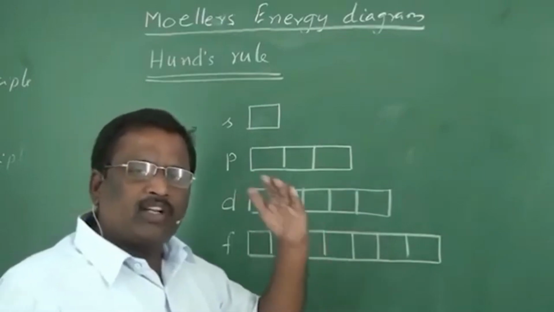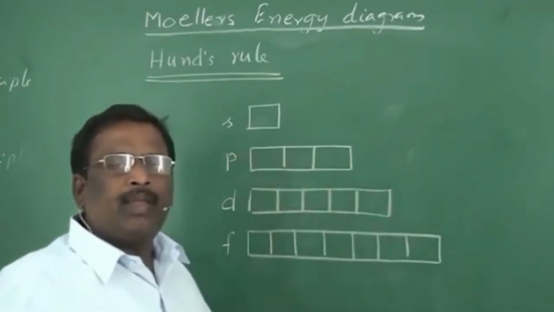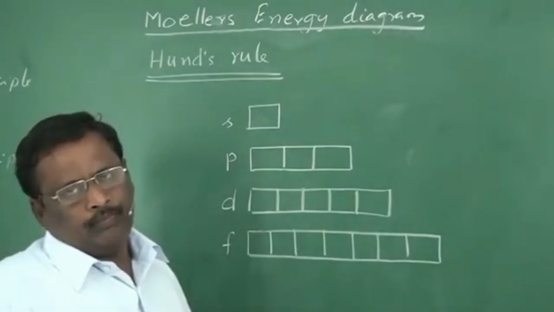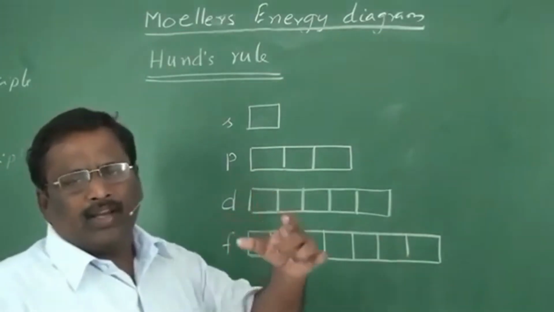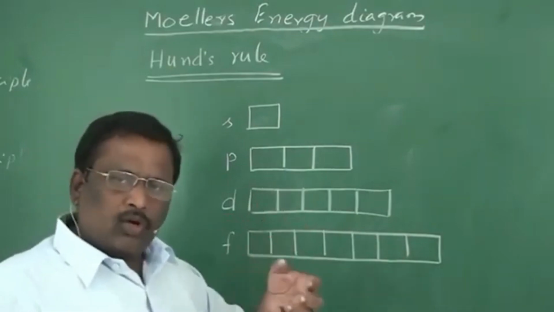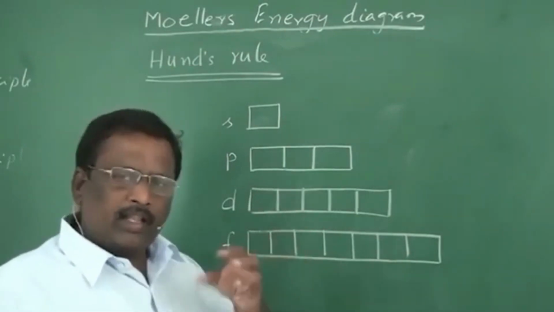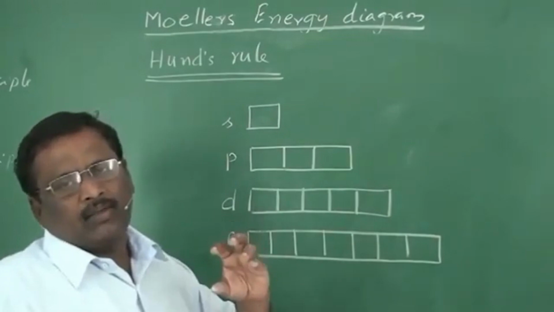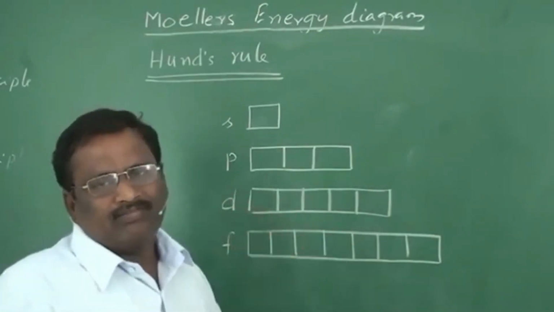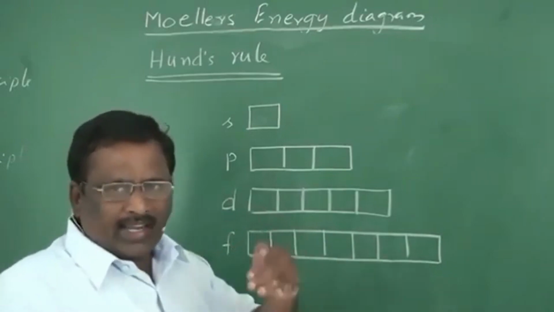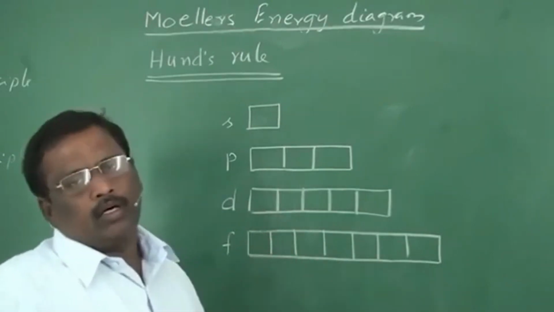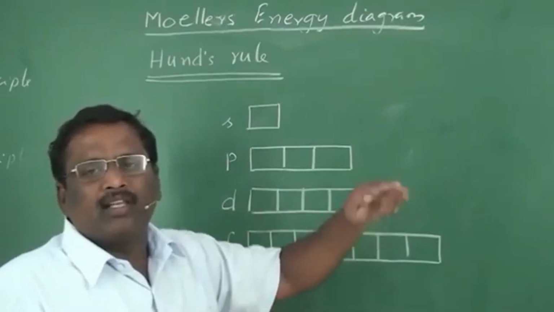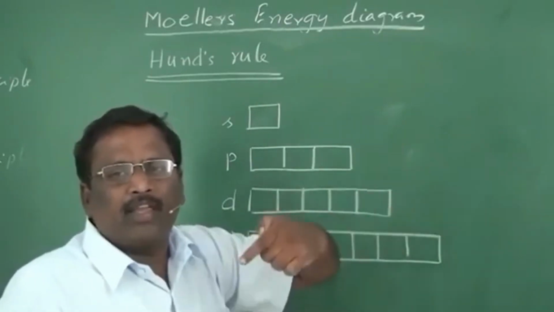Pairing, what is pairing? We have already discussed it in spin quantum number. Each orbital can accommodate 2 electrons. 1 electron will spin in clockwise direction and the other electron will spin in anti-clockwise direction. So there is a place for 2 electrons in an orbital. The second electron will enter into that orbital only when all other same energy orbitals are filled with 1 electron each. Then only the pairing will take place.